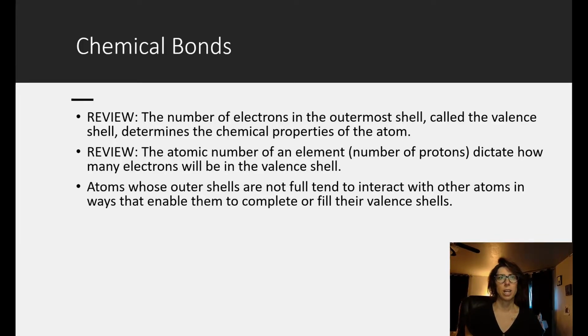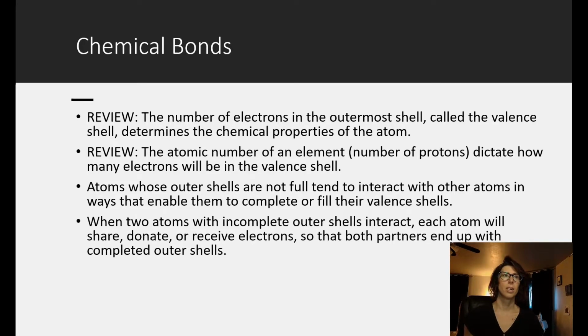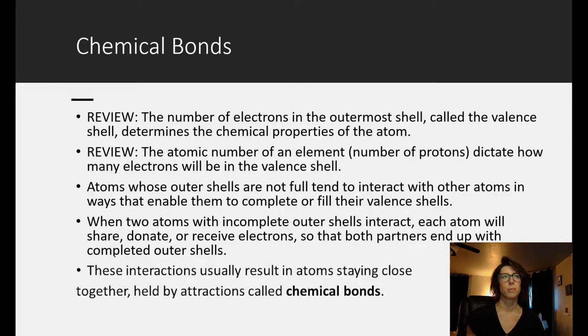Atoms whose outer shells are not full tend to interact with other atoms in ways that enable them to complete or fill their valence shells. When two atoms with incomplete outer shells interact, each atom will share, donate, or receive electrons so that both partners end up with complete outer shells. These interactions usually result in atoms staying close together, held by attractions called chemical bonds.